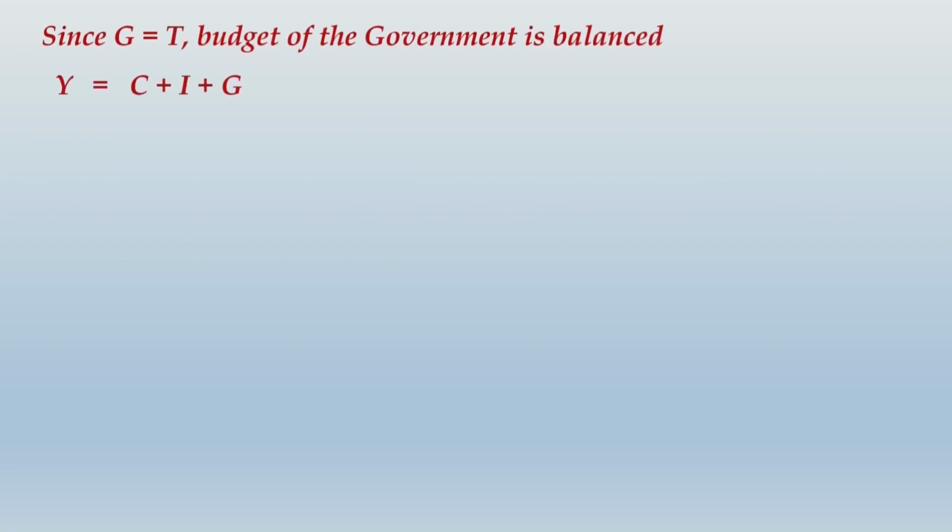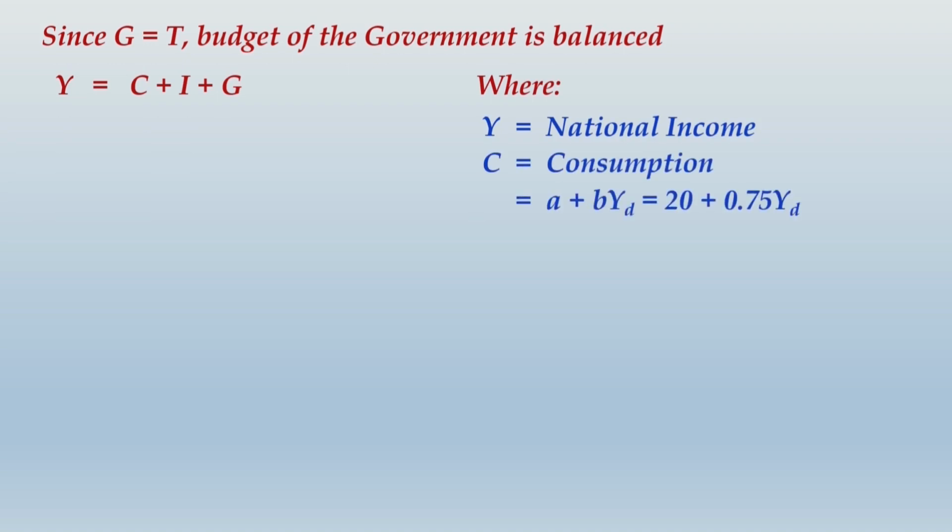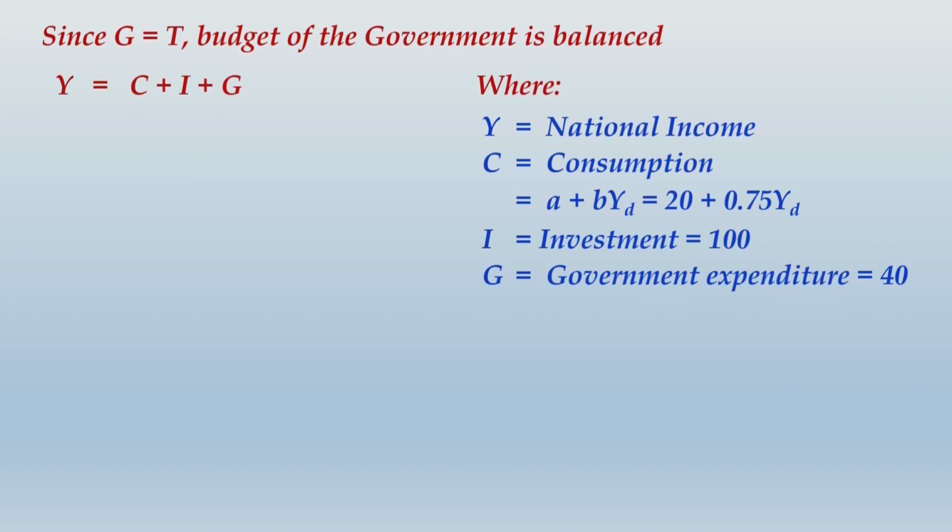So Y equals C plus I plus G. I am sure you would have identified that this is the Keynesian theory, 3-sector model. So you can define these variables. Y is national income, C is consumption, which is A plus B into YD, and the variables' values have been given in the question, which you are informing as and when the variables are defined.